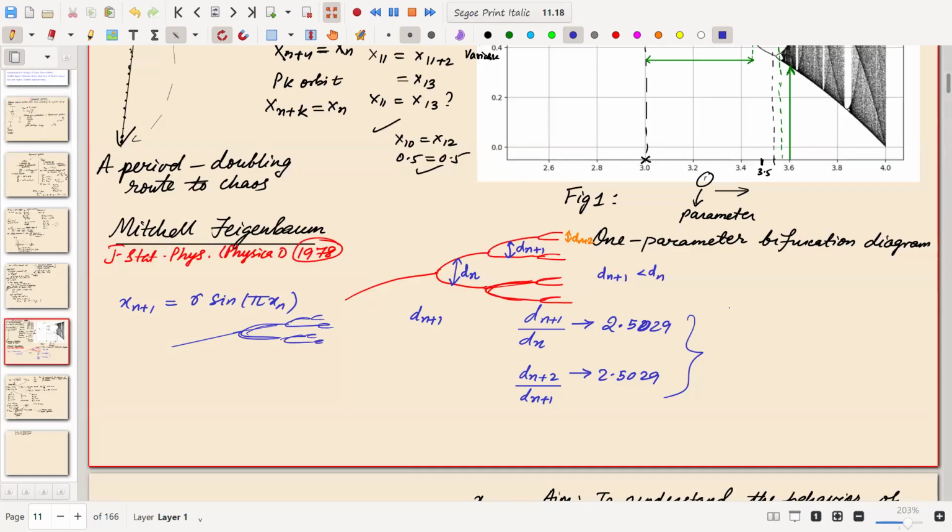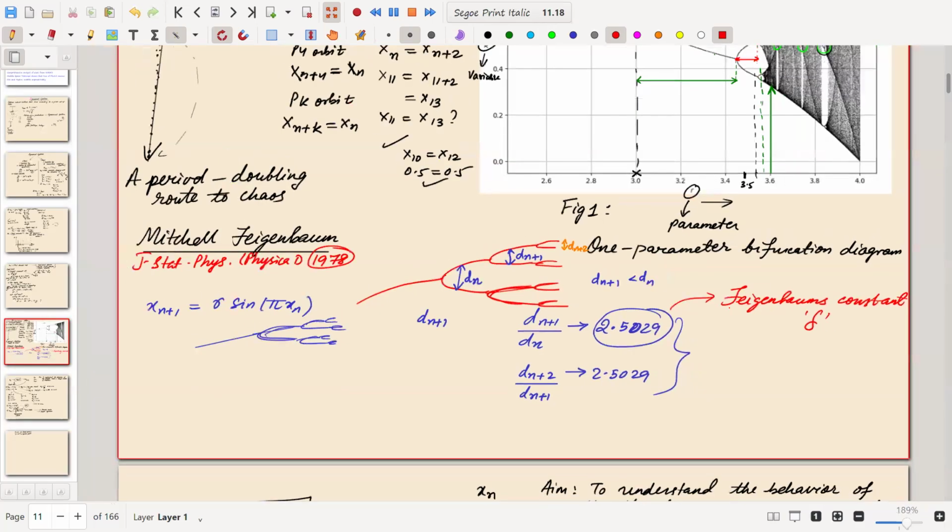And the same distance pattern holds: the ratio of the distances after doubling and before doubling converges to some value, 2.5 something. So it is known as Feigenbaum's constant, often referred to as delta.